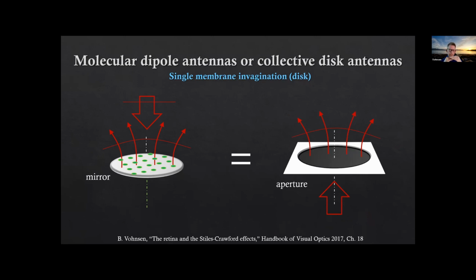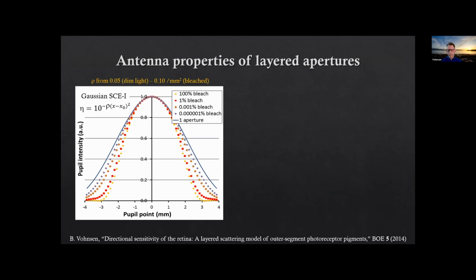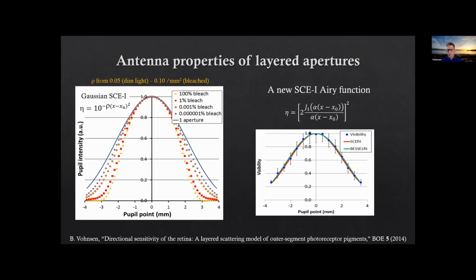So what we need to do now is take all of these layers and keep track of the phase as we go through the outer segment. And this is what we have done in this paper published already 7 years ago. And we get very similar directionality values to those you observe in psychophysics. So we get rho from 0.05 to 0.1 per square millimeter, which corresponds to including a few or all of the bandgap layers. That means we also have a physical basis, because the diffraction from a hole is an Airy disk. So essentially the Airy disk should maybe be a new Stiles-Crawford function.